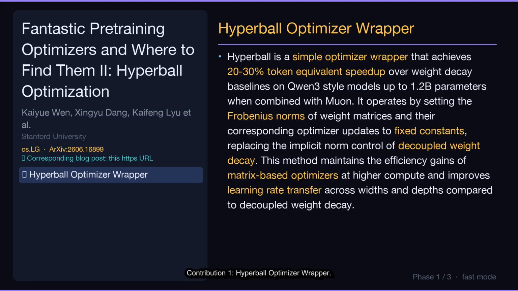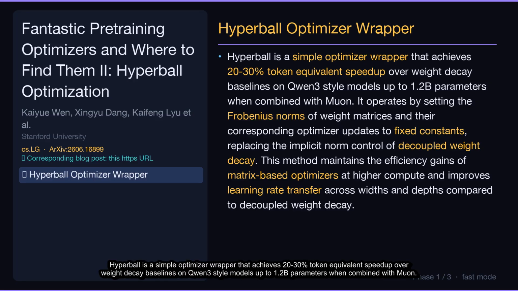Hyperball Optimizer Wrapper. Hyperball is a simple optimizer wrapper that achieves 20 to 30% token equivalent speedup over weight decay baselines on Qwen 3 style models up to 1.2B parameters when combined with Muon. It operates by setting the Frobenius norms of weight matrices and their corresponding optimizer updates to fixed constants, replacing the implicit norm control of decoupled weight decay.